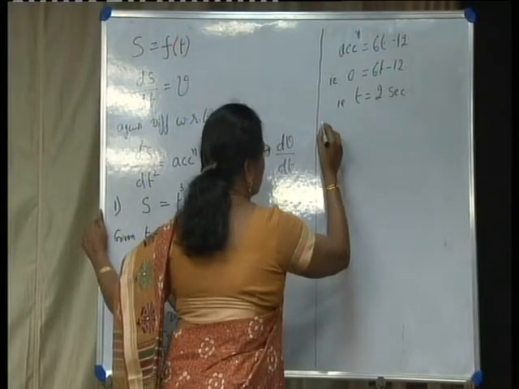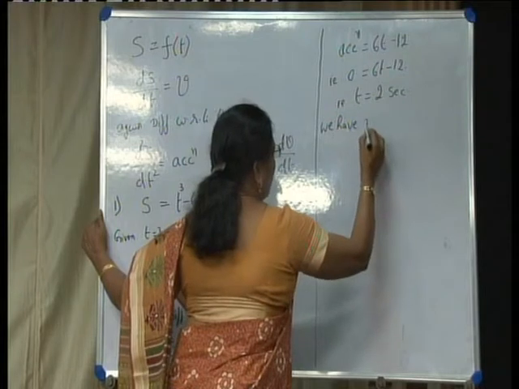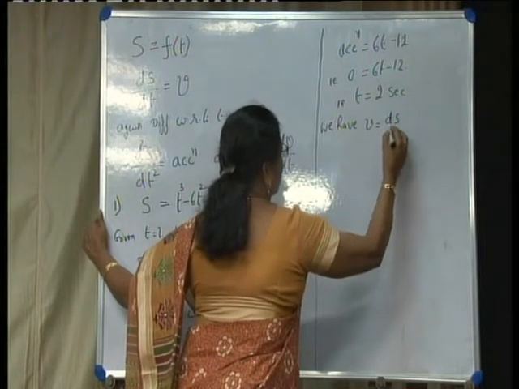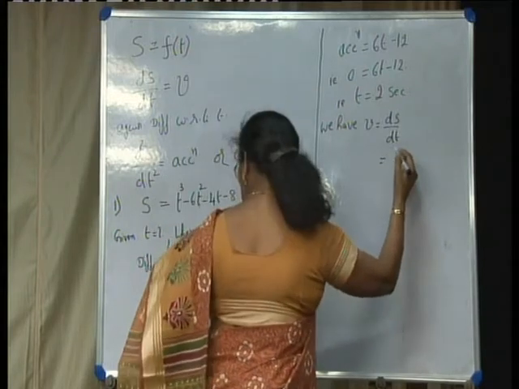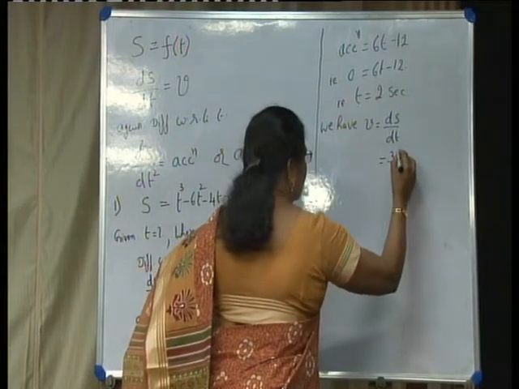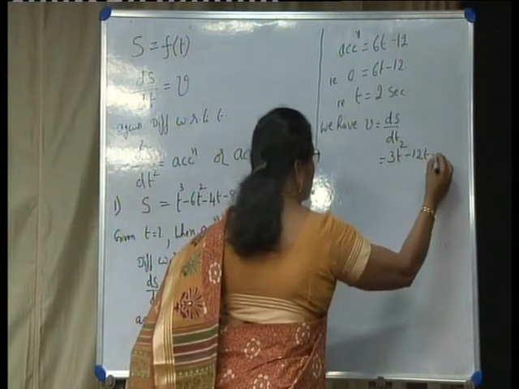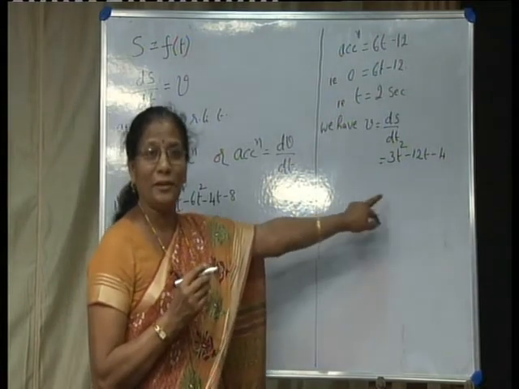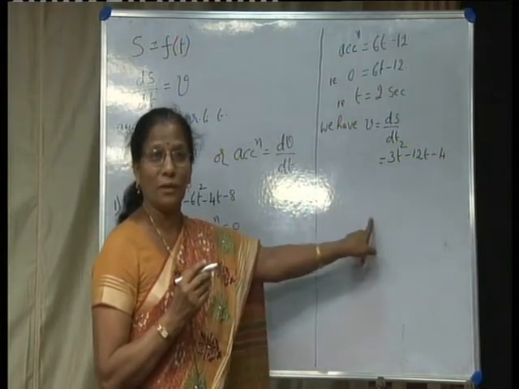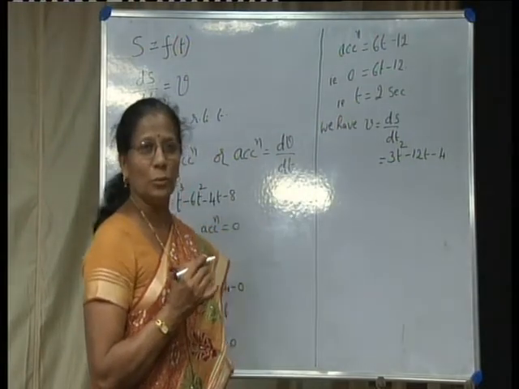We have velocity equal to 3t squared minus 12t minus 4. This is the velocity at any time t, but here we have to find the velocity when t is equal to 2 seconds.